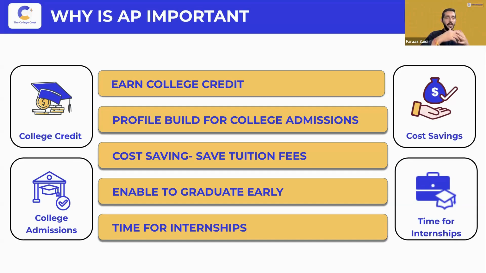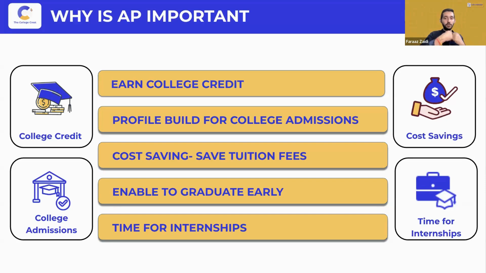Then moving across, it helps you to build a profile for your college admissions themselves. When you enroll in AP courses, you're demonstrating your willingness to take on rigorous academic challenges in the area that you're interested in. This not only strengthens your academic profile, but it also signals to the college admissions committee that you're prepared for the demands of undergraduate education.